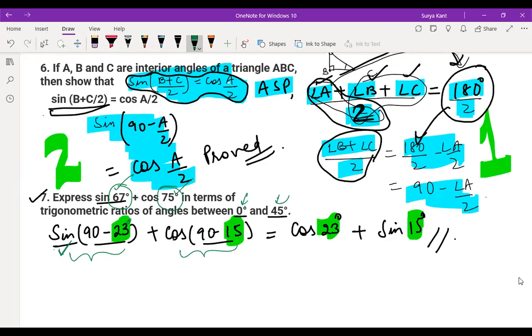This one is the identity of complementary angles that you know. No, sine 90 minus theta is what? Cos theta, and cos 90 minus theta is sine theta. So these both angles lie between where?